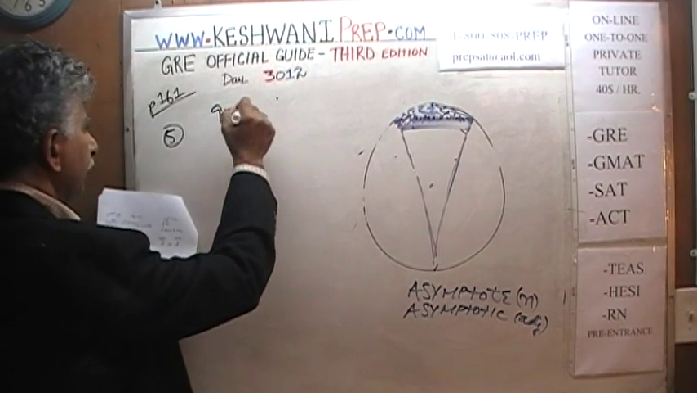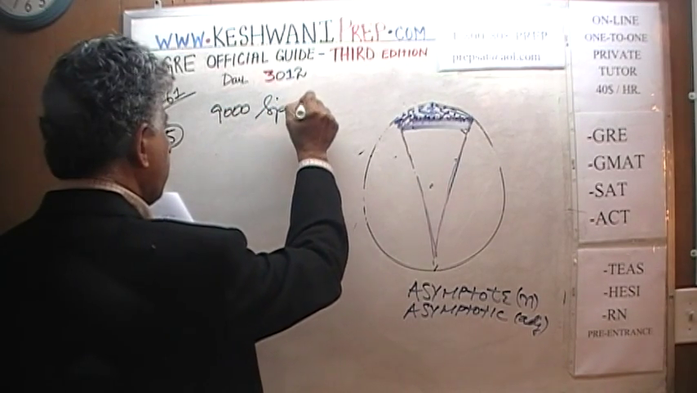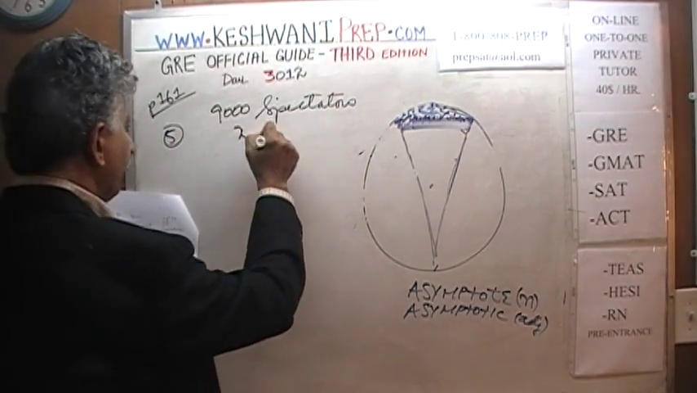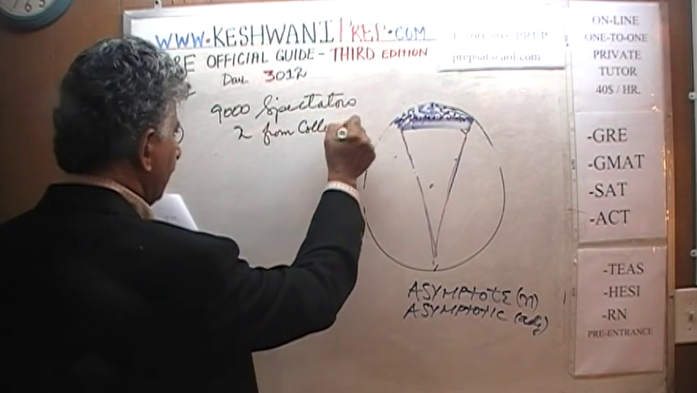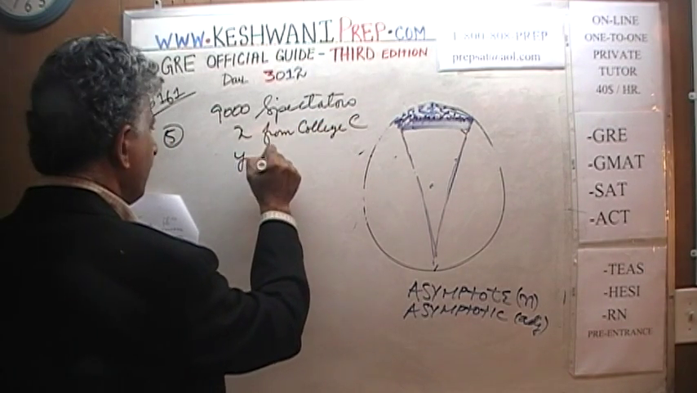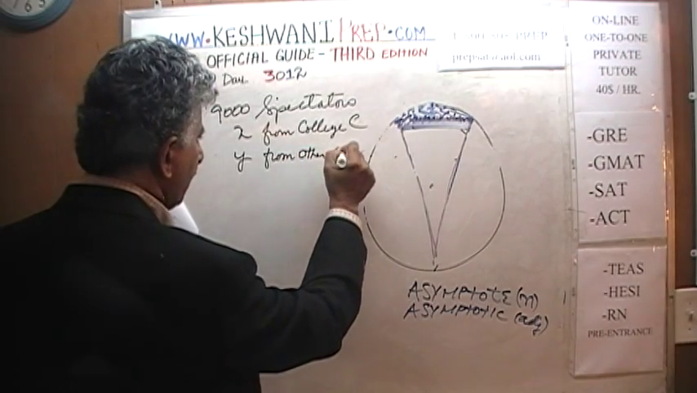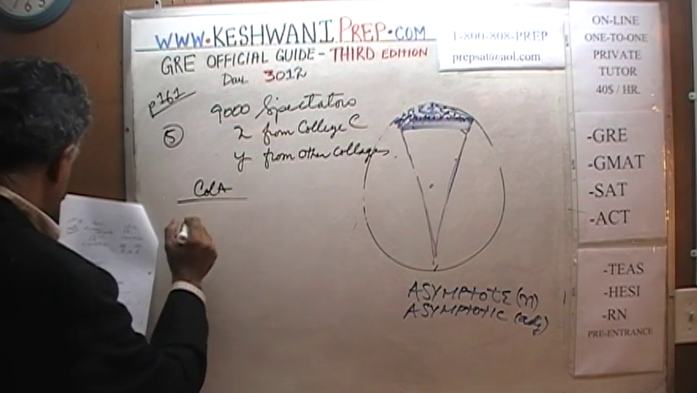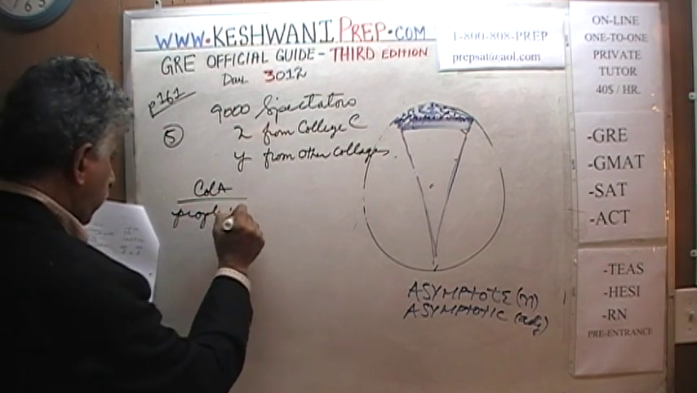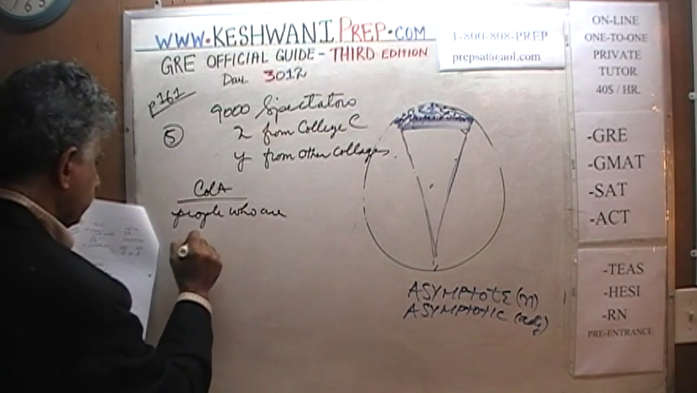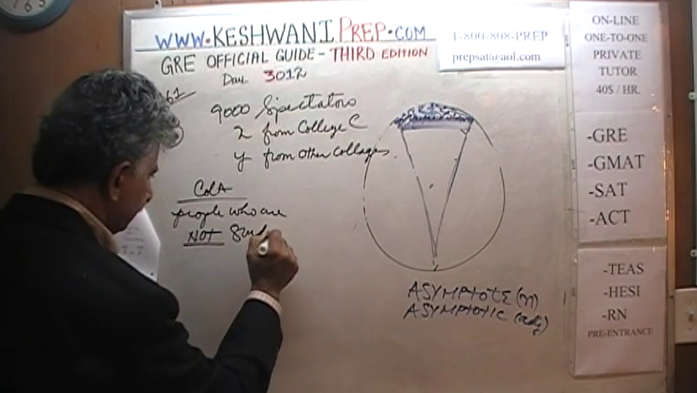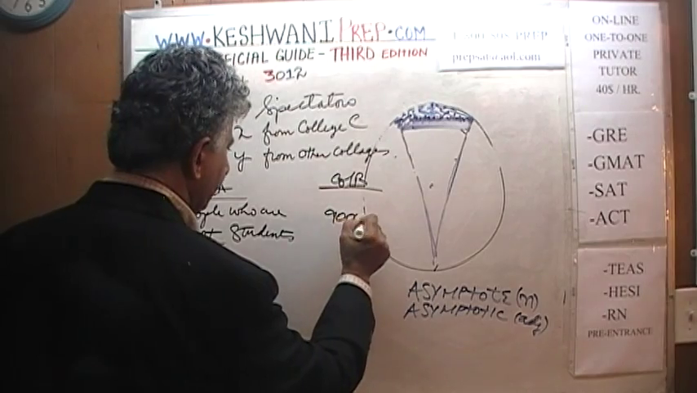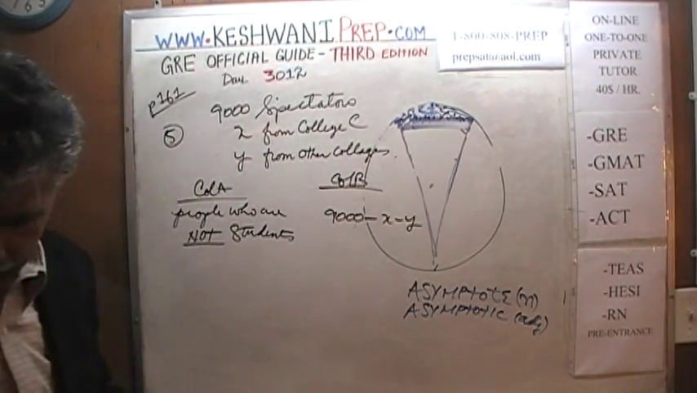We have 9,000 spectators, we are told. We are told that X of them are from College C. We are told that Y of them are from other colleges. Column A is asking us for the people who are not students, and in column B we have a quantity 9,000 minus X minus Y. Let's see what we can do.